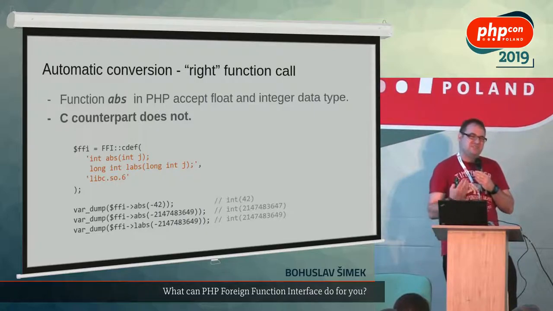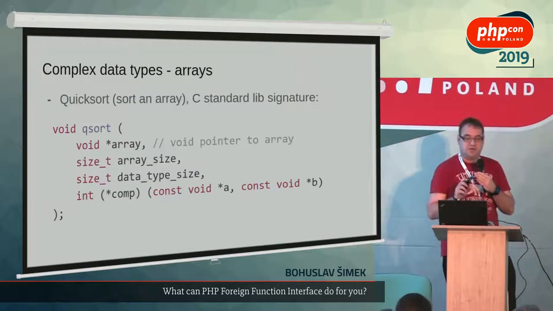Well, but this still does not guarantee that the right function will be called. Because the abs function in the standard C library accepts only an integer. So if we try to pass a number which is out of the range of a C integer, the value will simply overflow and we don't receive the right value. So we have to be cautious and always choose the right C function. This can be a little bit confusing at the beginning.